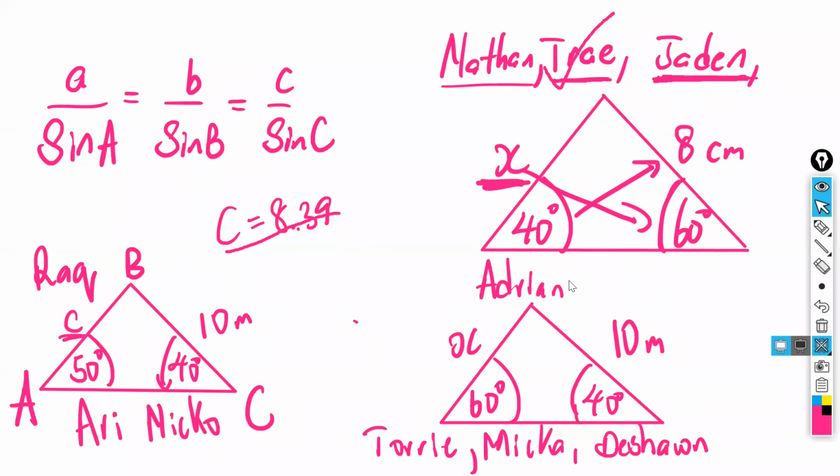Nathan, you got the 10.77. Jaden, you got the 10.77 as well. I don't know where you get that. Maybe it's a calculator. You want to try again? You want me to help you out? Sure. All right, let me help you out. Let's work it out, guys.